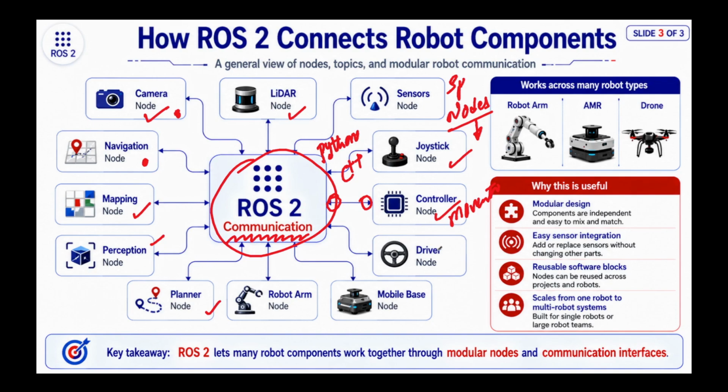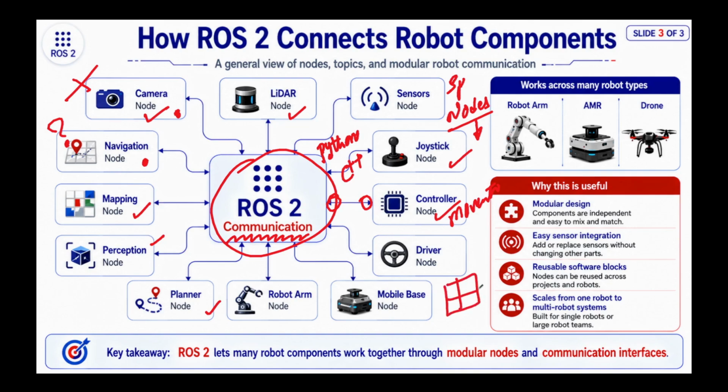This modularity is extremely useful. If we replace the camera, we may only need to update the camera driver. And if we improve the navigation algorithm, we can work on the navigation component without rebuilding the whole robot. It is similar to building with blocks. Each block has a clear purpose and we connect the blocks to create a complete system.